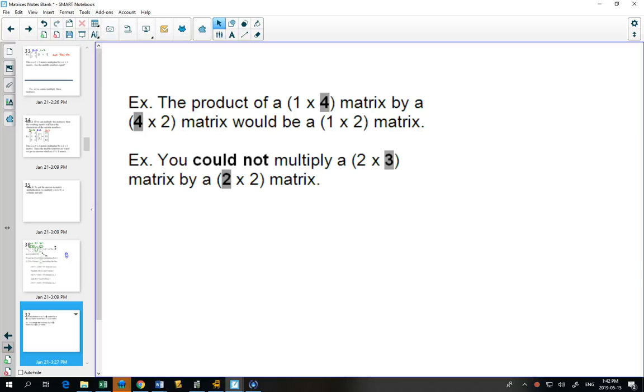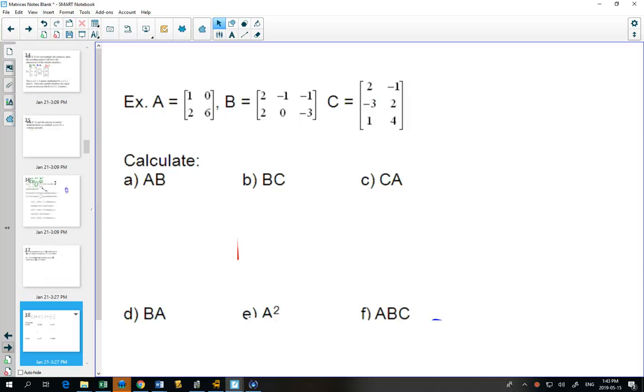So again, some more preliminary stuff. If the middle numbers are the same, you can multiply them and you know the size of the answer. If the middle numbers are not the same, you can't multiply them. Can we multiply A times B?